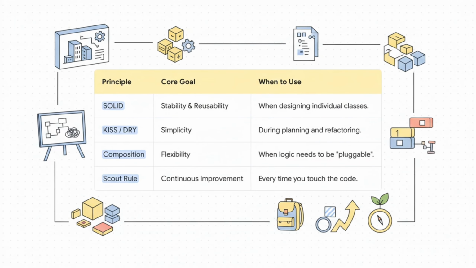So let's just pull this all together. The real key takeaway here is that you have a whole toolkit for building quality software. You use SOLID principles when you're designing your classes. You apply KISS and DRY when you're planning and cleaning up code. You choose composition when you need flexibility, and you practice the Scout Rule every single day.